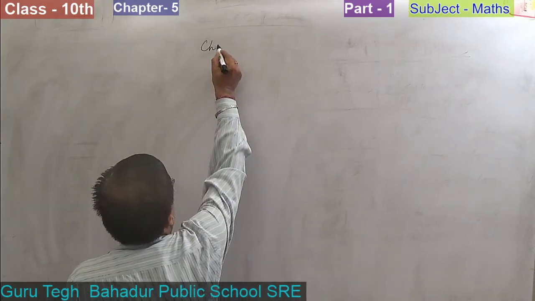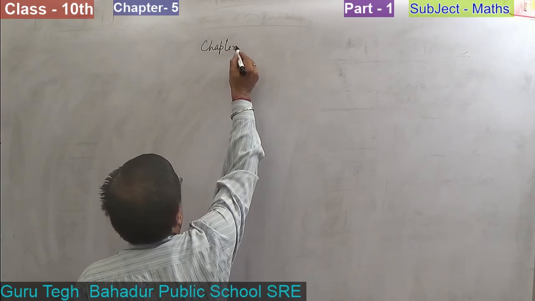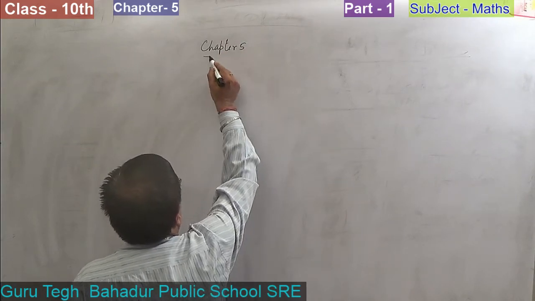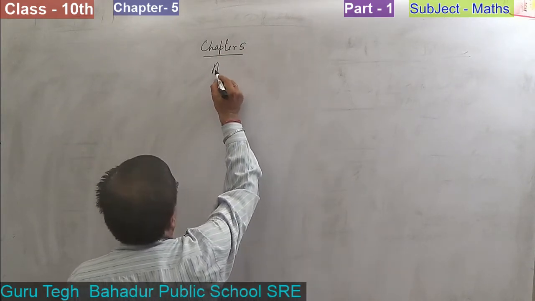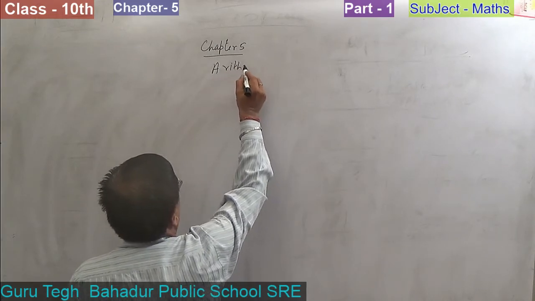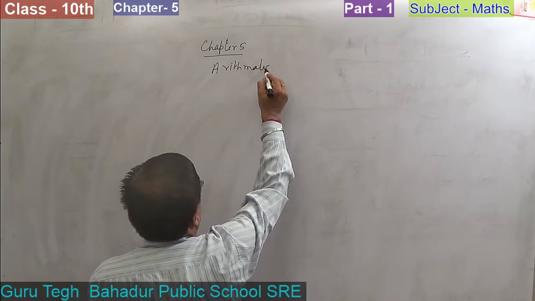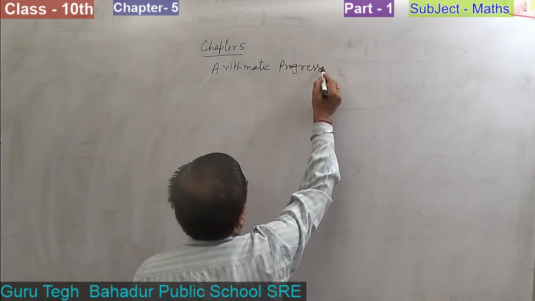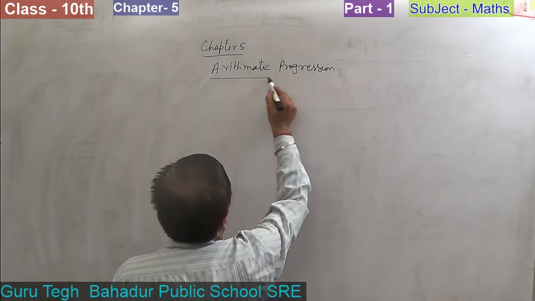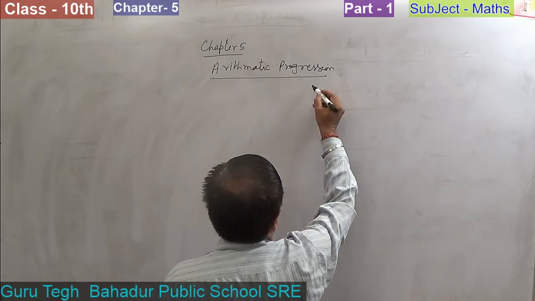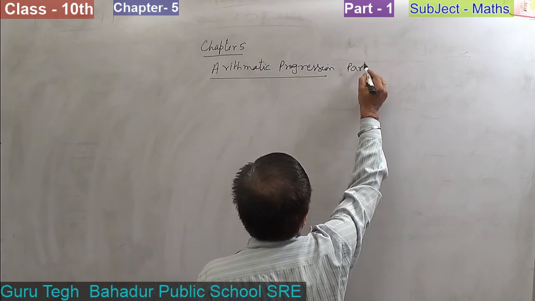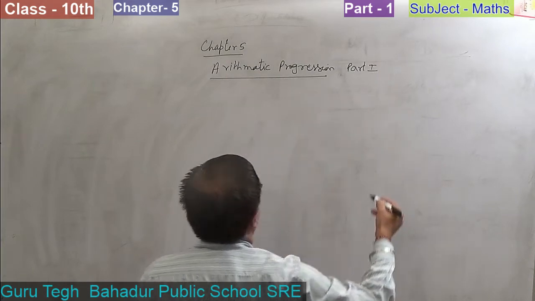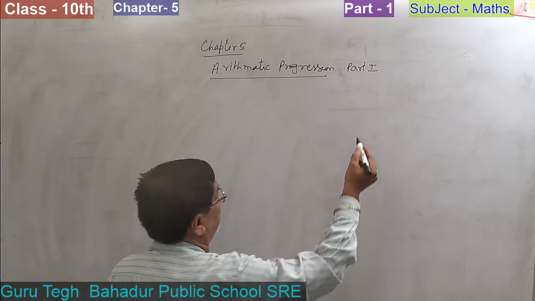Chapter 5, Arithmetic Progressions, Part 1. Class 10.